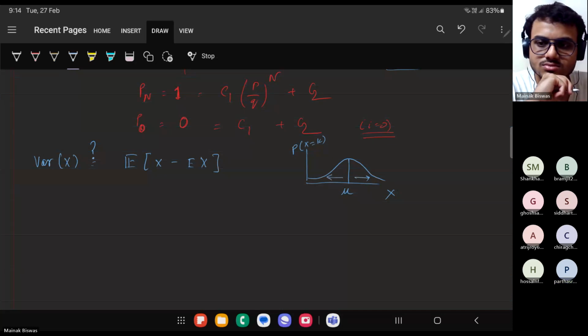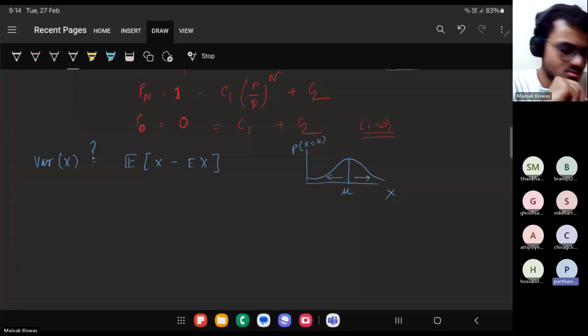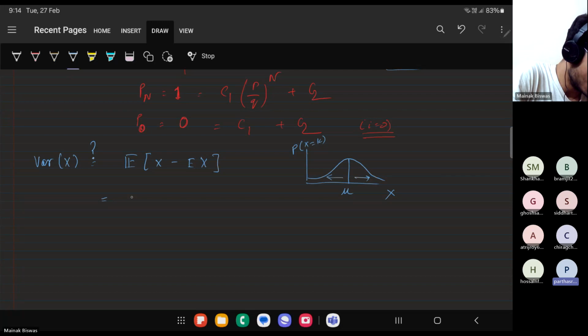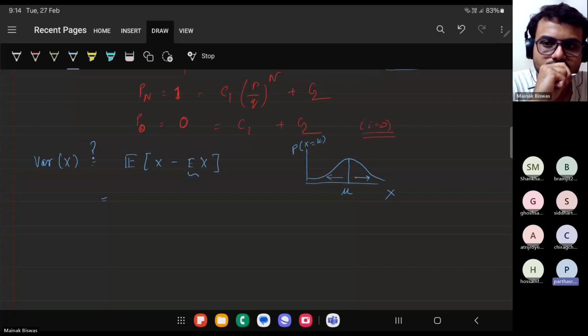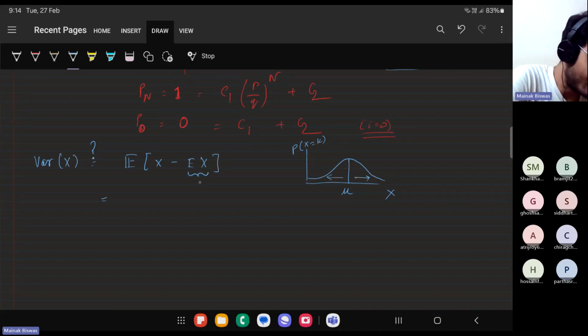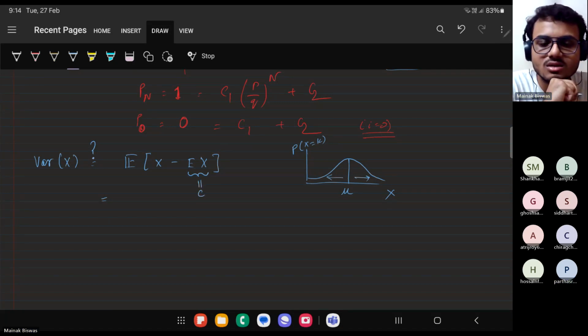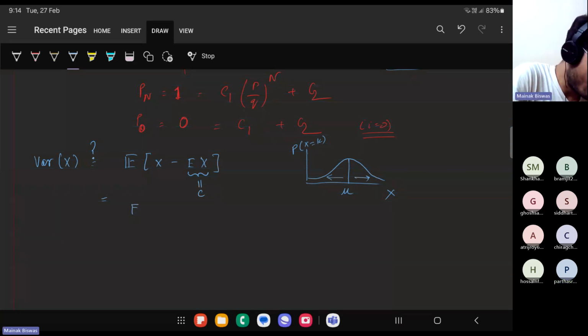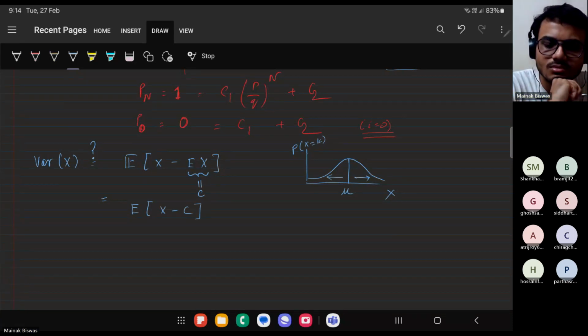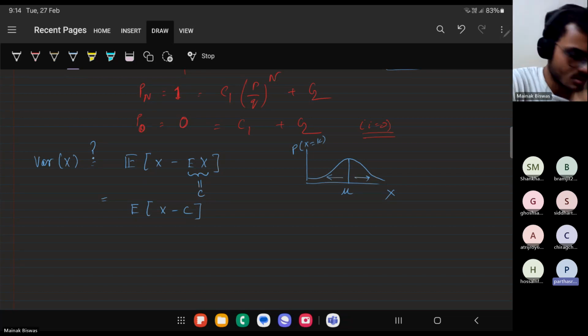Because when we are saying the expectation of a certain value, it can be plus or minus, right? What did we calculate? Is the expected value of something a constant or not? Yes, it's fixed. Then it's expected value of x minus c. Yes or no? Yes, so it's expected value of x minus c.